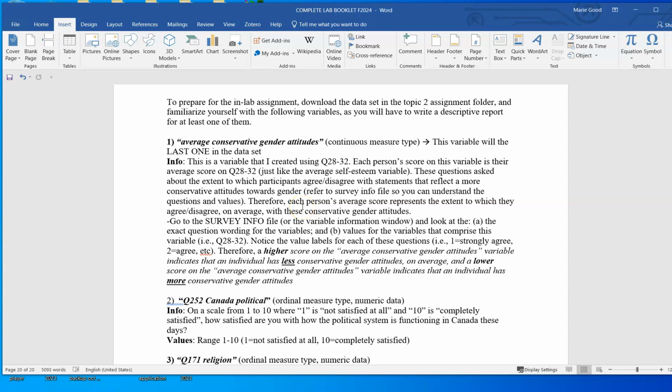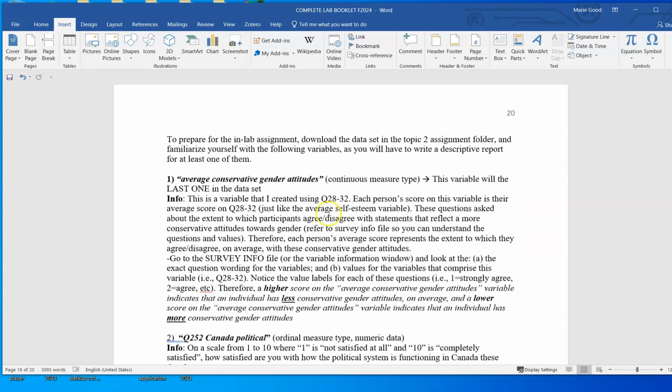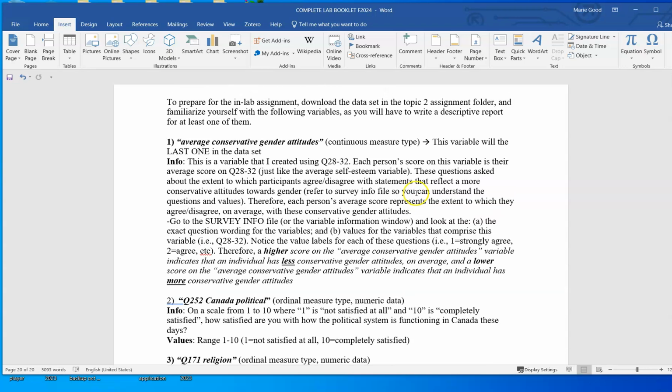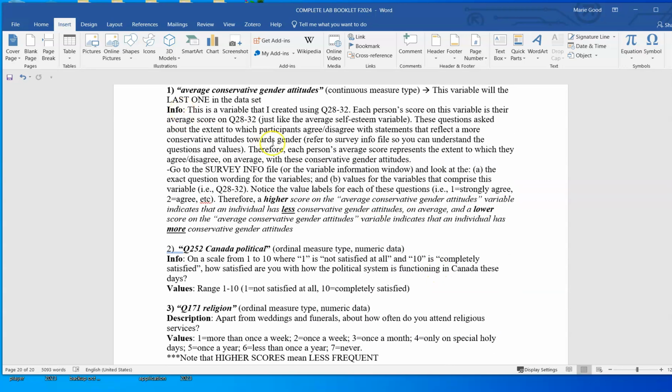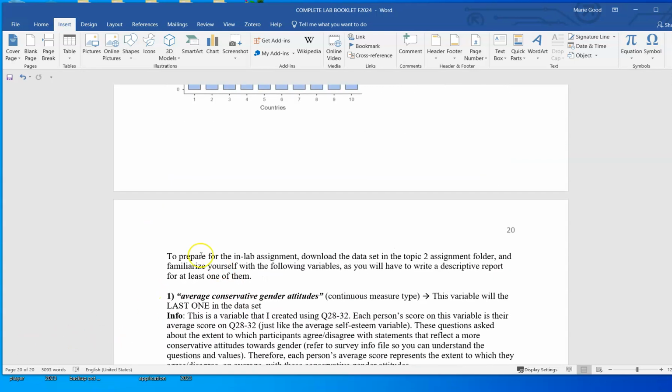Then when you go into the lab, your assignment will be, I'll pick, say, 1 or 2 of these variables, and I'll say, okay, now you have to write a descriptive report, just like is illustrated in the instructions above, on these variables, and that's what you're going to be marked on. All right, so if you familiarize yourself with the variables before lab, you should have no problem with the assignment. All right, that's it.